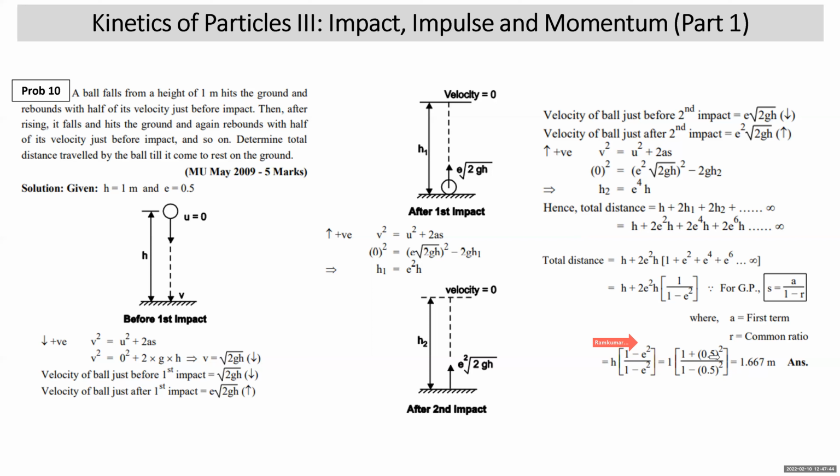So this way we can calculate the total distance traveled by the ball during the entire impact process, right? So impact will keep on happening one after the other. All right, with every impact the velocity of the ball will go on reducing. Also, the distance traveled in the next impact will be lesser than the previous impact.